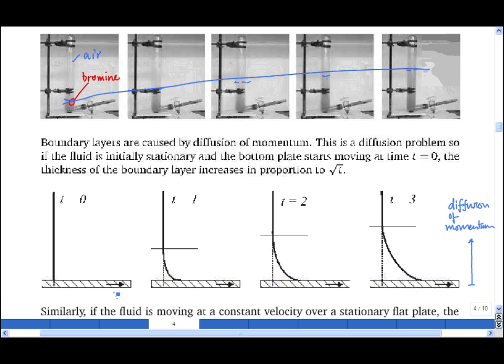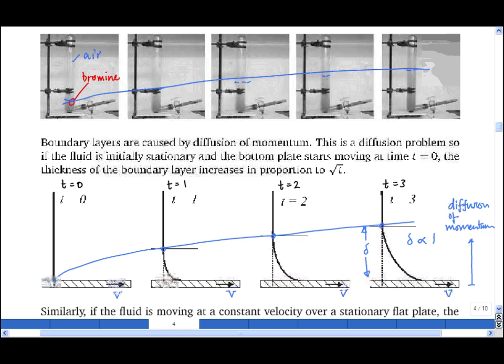So if we have a plate moving at speed v, and we impulsively start it at time t0, and then we mark the position of the edge of the boundary layer, we see that this thickness, delta, which is the thickness of the boundary layer, increases with the square root of t. So delta, the thickness of the boundary layer, is proportional to the square root of t. And that's simply because this is a one-dimensional diffusion problem in which horizontal momentum is diffusing vertically through the fluid.